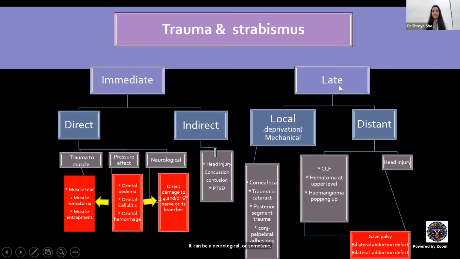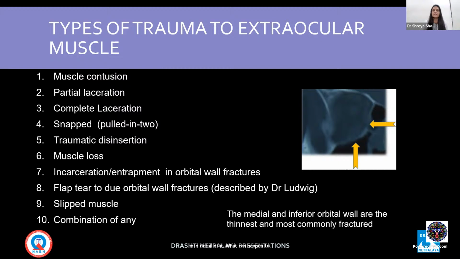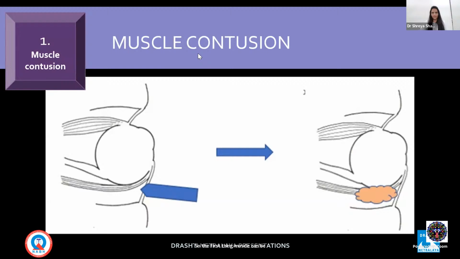If strabismus presents late, you have to find out the place. The cause can be at local level or at distant level. If it is at local level, it is simple deprivational or mechanical injuries. At distant level, it is CCF, hematoma, or head injury. We'll look into detail of it. What can happen to muscle when there is trauma? The first thing, muscle can be contused. It's not moving.